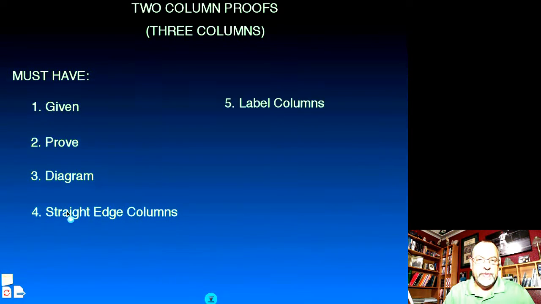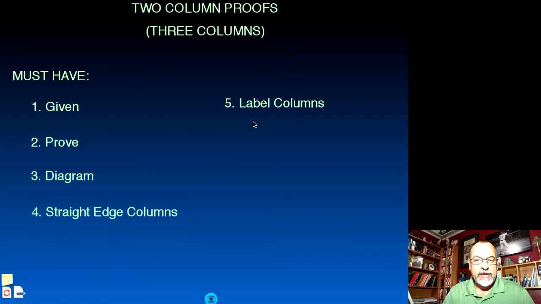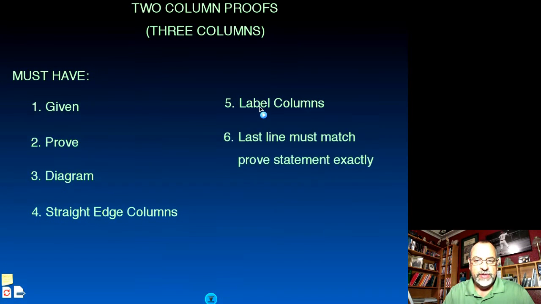Once you have those 3 things, then everything else is used to put your thoughts in order and to create the proof. The next thing you'll need, because it's a two-column proof, is a straight edge to make these columns. I don't like you to draw any freehand lines. So use a straight edge to make these 3 columns. I'll do an example here in a moment. Each column needs to be labeled, and I'll show you what those labels are going to be.